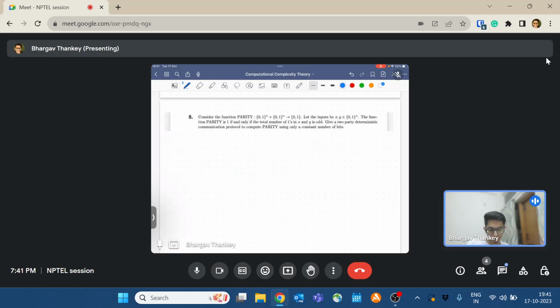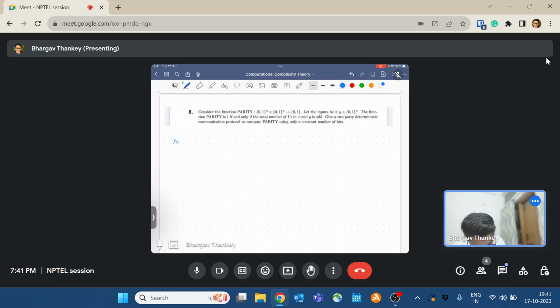So the last problem is: given the function parity from {0,1}^n cross {0,1}^n to {0,1}, at the inputs x, y in {0,1}^n, the function parity is 1 if and only if the total number of ones in x and y is odd. Give a two-party deterministic communication protocol to compute parity using only a constant number of bits. So one way to do it is this.